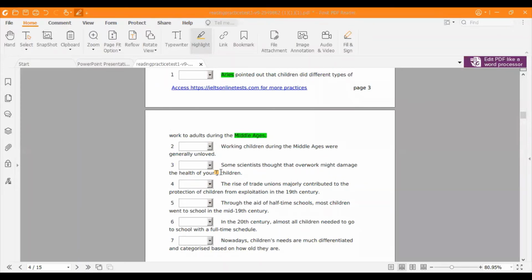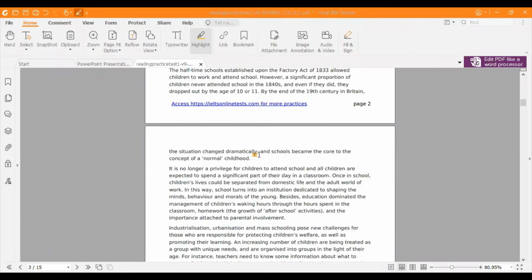Working children during the Middle Ages were generally unloved. الكلمات واضحة. Okay, working children during the Middle Ages were generally unloved. ما كان محبب. الأطفال، عمل الأطفال خلال العصور الوسطى لم يكن محببا. Okay. Generally unloved. قلنا لكم تركزوا على الكلمات، مثلا generally هذا تركزوا عليه. مثلا un prefix سابقة معناها not. عكس loved unloved. فأنت تحاول تطلعها من تحت الباراجراف الثاني.